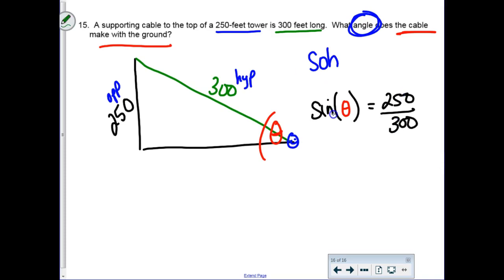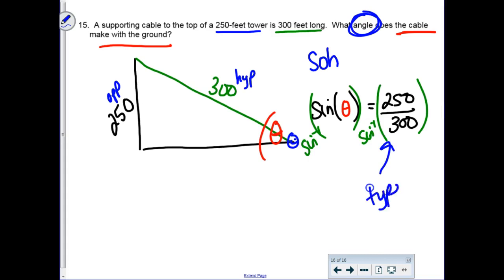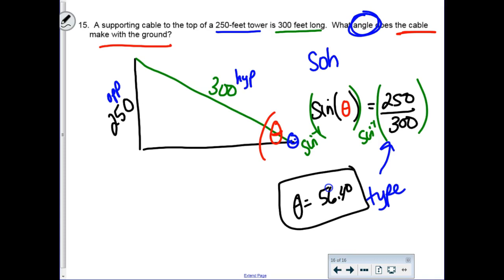And in order to solve for theta, you have to undo a sine function. So you would have to apply an inverse sine. Of course, we're going to do it to both sides of our equation, but this is the one that you're going to type in your calculator. And when you type that in your calculator, you get the angle it makes with the ground. It's about 56.4 degrees. All right, good luck on your test.